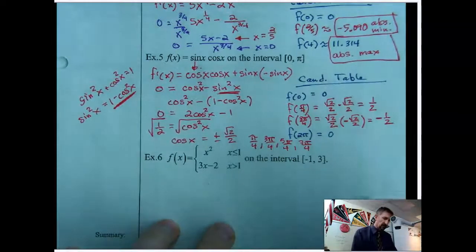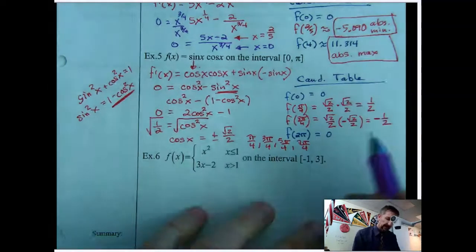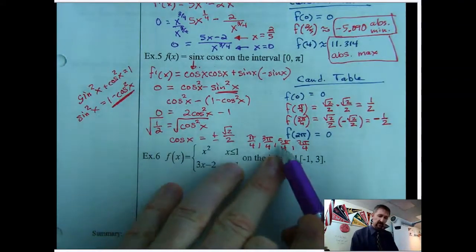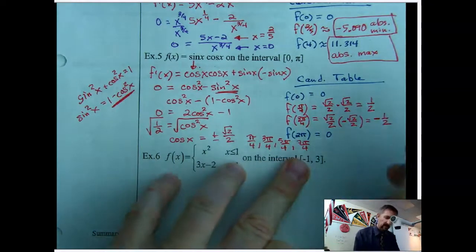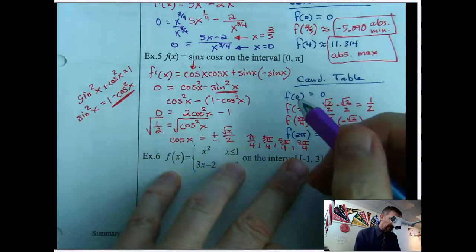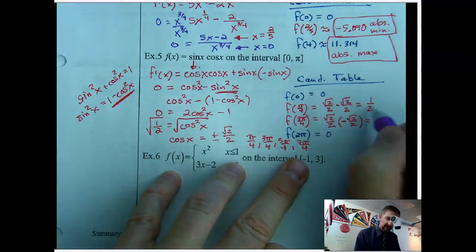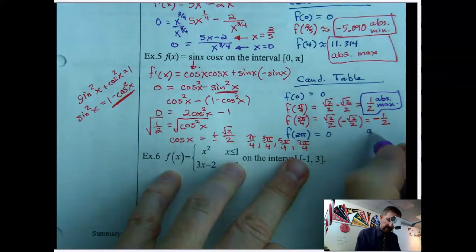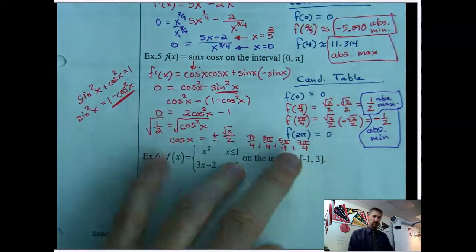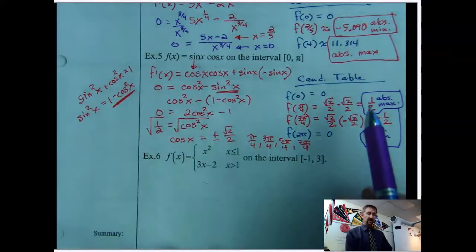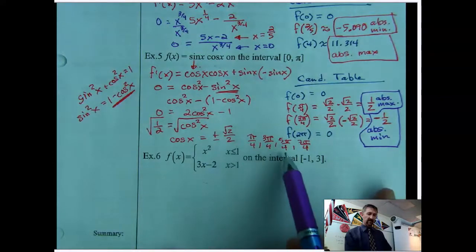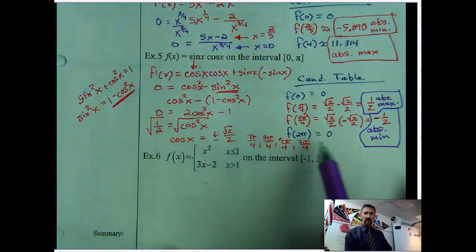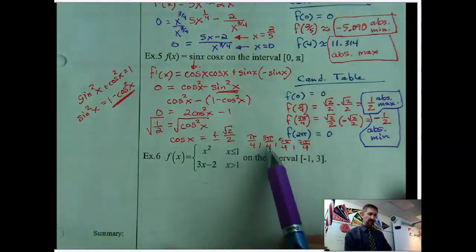All right? And again, I said these two values would repeat. This would give us positive 1/2, and this would give us negative 1/2. So the question said, find the extrema. So these are the extrema. So this is the absolute max, and this is the absolute min. Okay? Now, if it said where does the absolute maximum occur, I'd have to say pi over 4 and 5 pi over 4. Where does the absolute minimum occur? At 3 pi over 4 and 7 pi over 4.